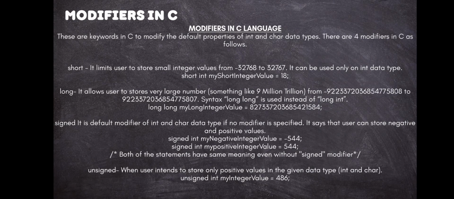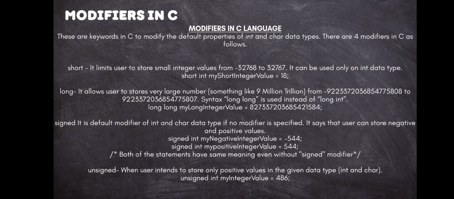The next one is the signed. Well, signed is the default modifier of integer and character data types if no modifier is specified. It says that the user can store negative and positive values. Using the signed, first we hold a negative integer value, and in the second one we have a positive integer value.